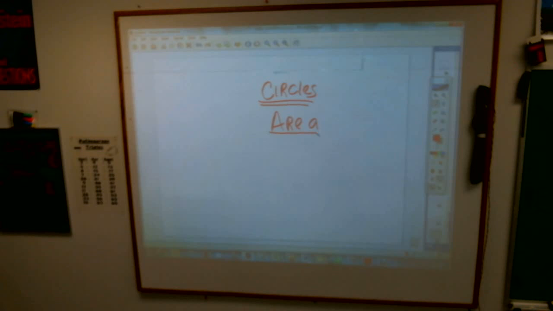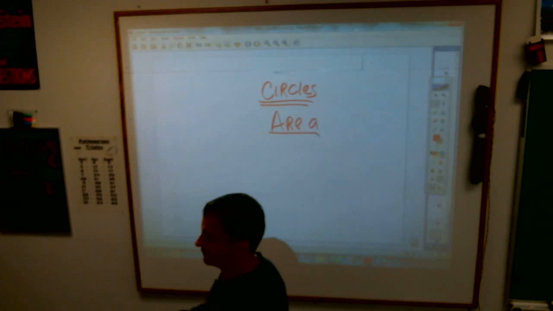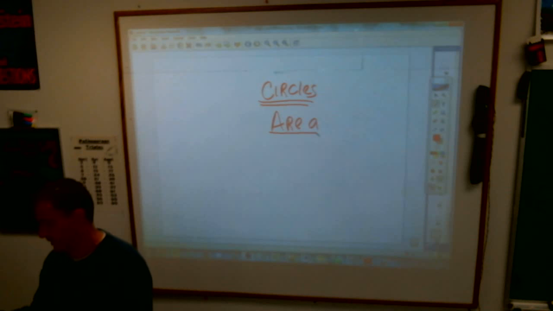What is the problem with finding areas of circles? How do we measure area? Area is measured in what? Square things, right? And a circle is a round thing. So how in the world can you find how many squares in something that is round? Well, here's a little case in point.